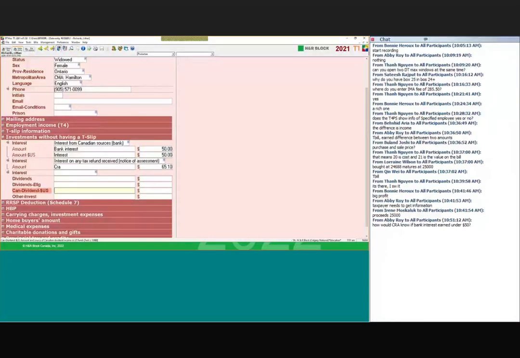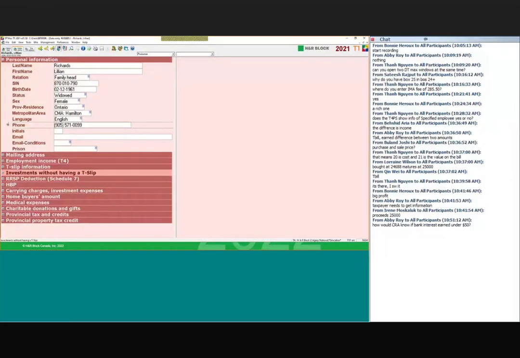Anyway, good question. So we're going to go to carrying charges. I'm going to close this now. Basically, taxpayers with investment income often incur investment expenses, and they may be claimed as carrying charges. So how are we going to do it in TPS? Well, this is how we're going to do it in TPS.